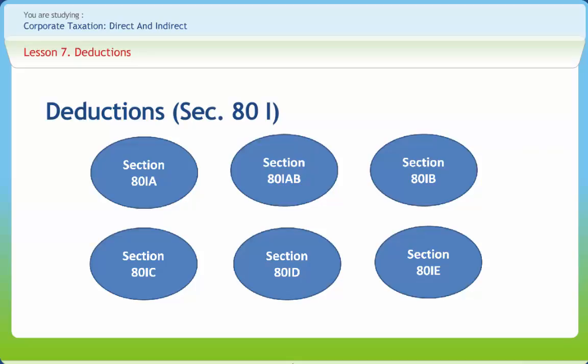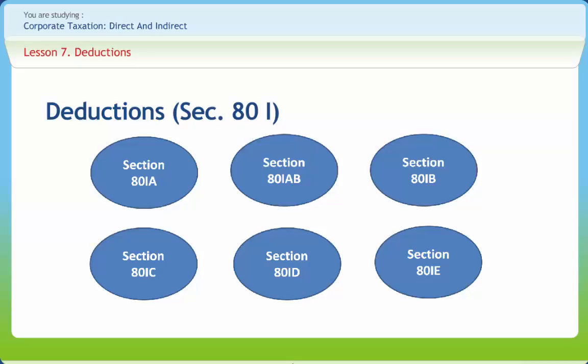Section 80IC represents deduction in respect of certain undertakings or enterprises in certain special category states. All assessees deriving income from an undertaking or enterprise situated in special category states which begin manufacturing or production between specified dates are eligible for deductions. The amount of deductions is 25% to 100% of profits.